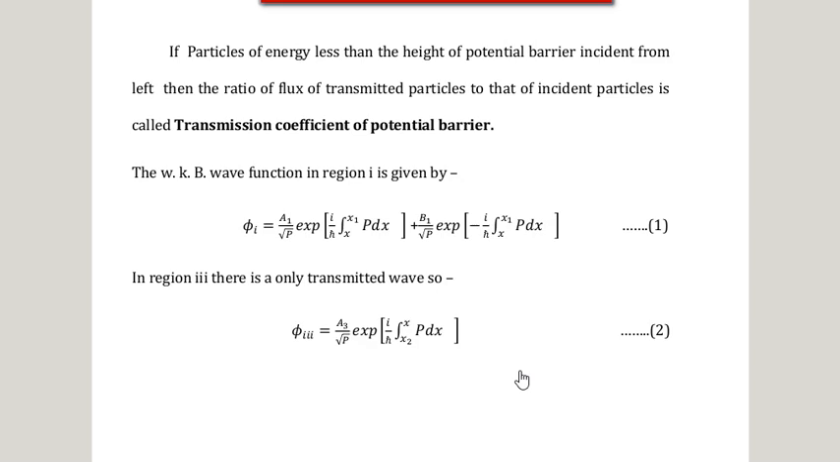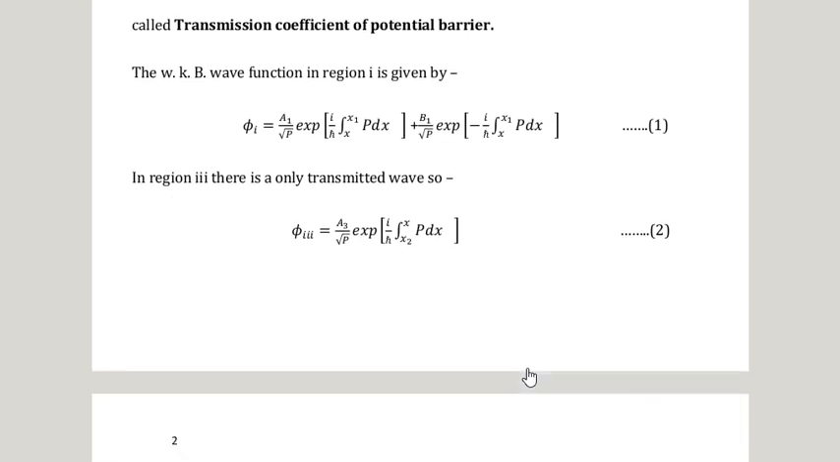The wave function from the third region is transferred to the second region with the help of WKB approximation by use of the connection formula. So if we want to use the connection formula, then this equation is transferred into two terms, because in the second region the wave function must have two terms. One is the incident wave and the other is the reflected wave.